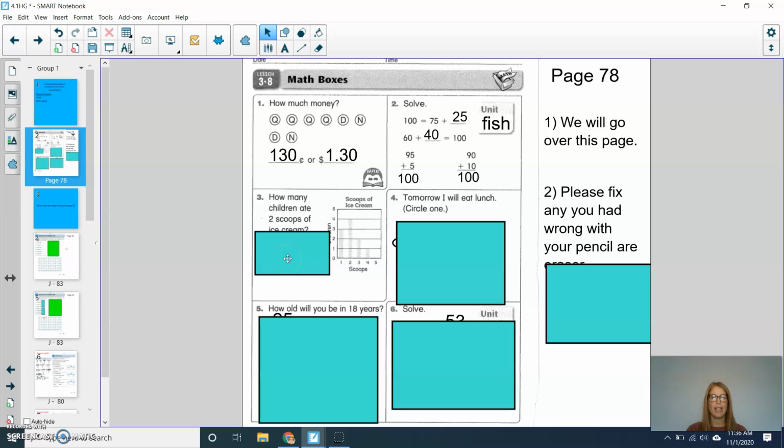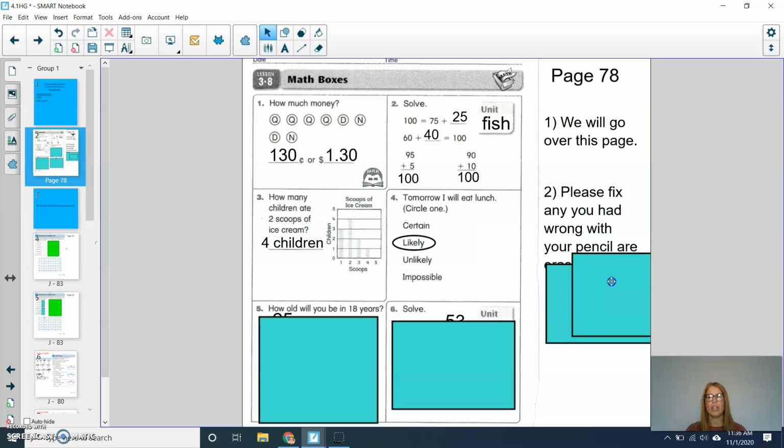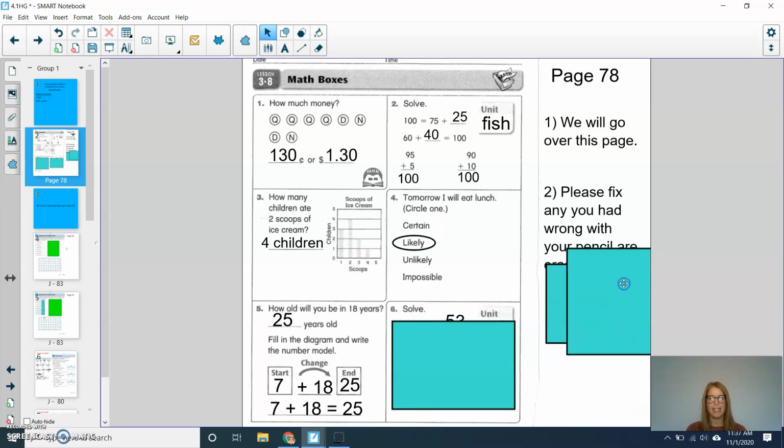For question number 3, how many children ate 2 scoops of ice cream? And I can see that 4 children ate 2 scoops of ice cream. For question 4, tomorrow I will eat lunch. You could either put likely or you could also circle certain. For question 5, how old will you be in 18 years?